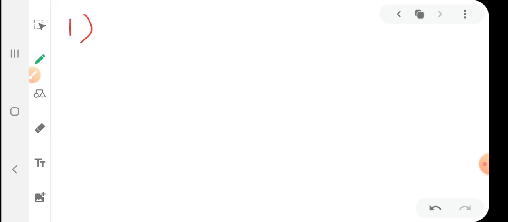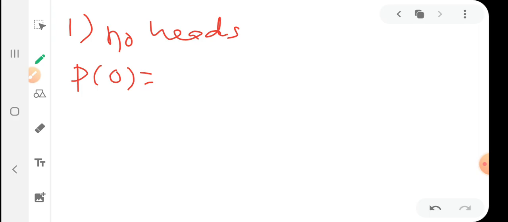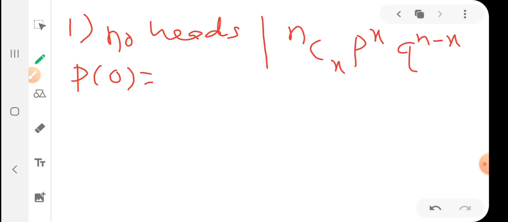The first problem is no head. In your problem, the first subhead, we have to find no heads. No heads means P of 0. Very simple, P of 0 is equal to, what is our binomial distribution? It is nCx P raised to x Q raised to n minus x, and this is the value of f of 0. So P of 0 we can call it f of 0 also, no problem, it is just a notation, so you can use either P of 0 or f of 0.